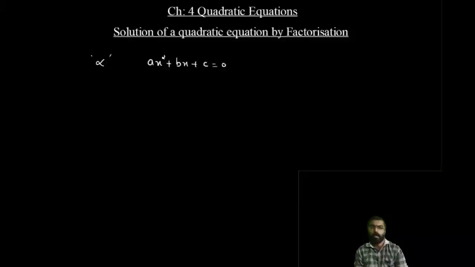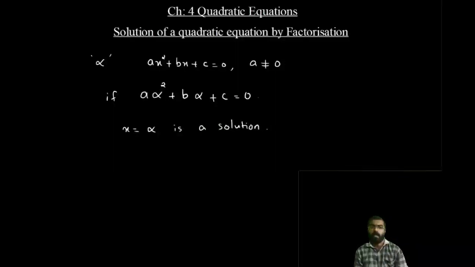In general, a real number alpha is called a root of a quadratic equation ax square plus bx plus c is equal to 0, where a is not equal to 0, if a into alpha square plus b into alpha plus c is equal to 0. Or we can say that x equal to alpha is a solution of this quadratic equation ax square plus bx plus c is equal to 0. Note that the zeros of the quadratic polynomial ax square plus bx plus c are the same as the roots of the quadratic equation ax square plus bx plus c is equal to 0.